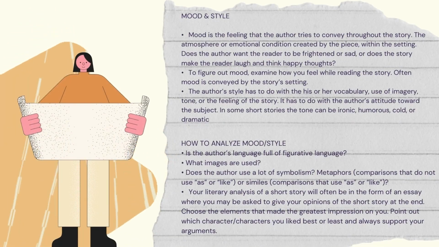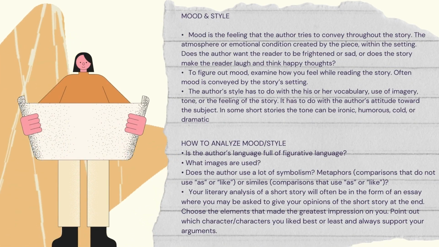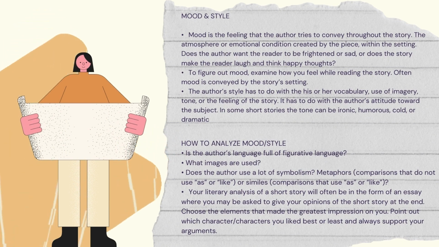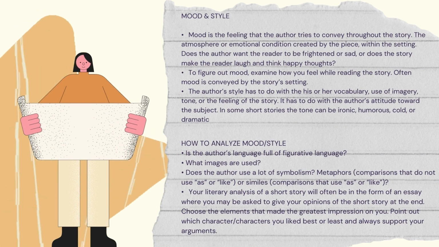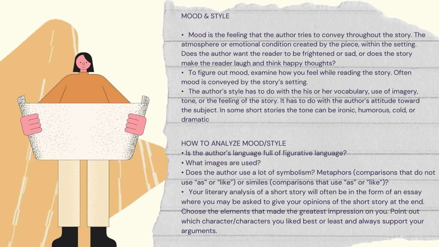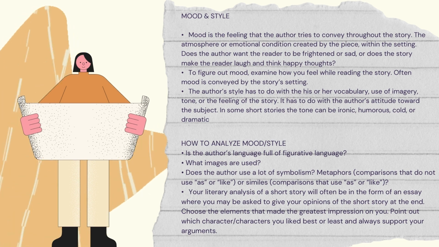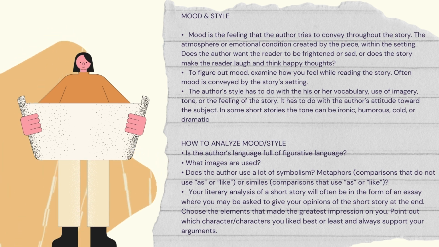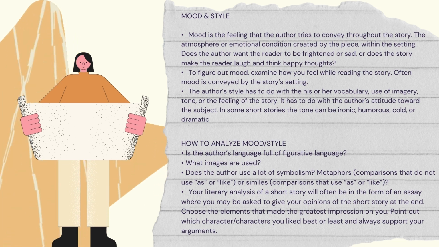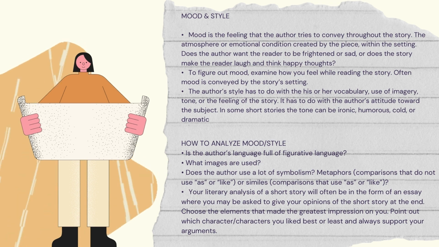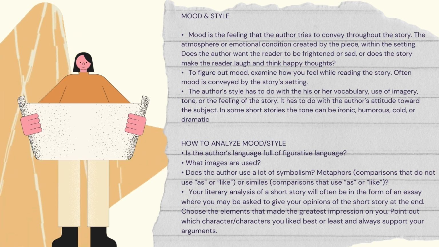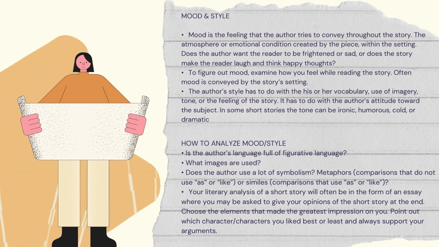Mood and style. Mood is the feeling that the author tries to convey throughout the story. The atmosphere or emotional condition created by the piece, within the setting. Does the author want the reader to be frightened or sad? Or does the story make the reader laugh and think happy thoughts? To figure out mood, examine how you feel while reading the story. Often mood is conveyed by the story's setting.